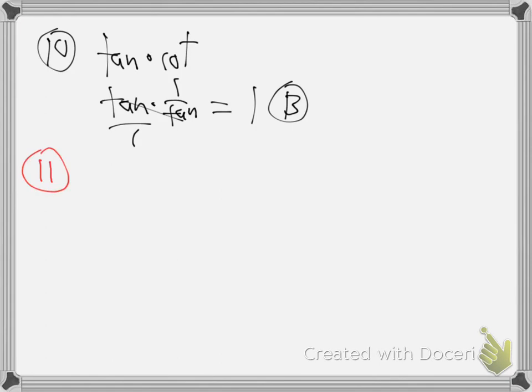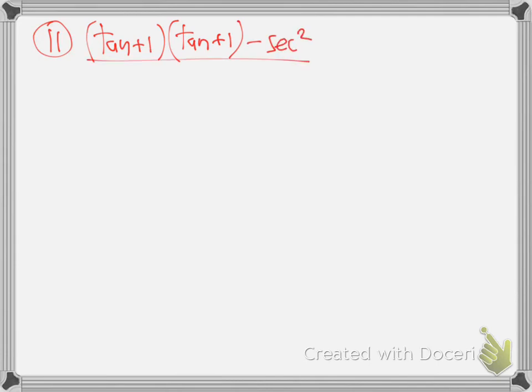And finally, number 11. Last one. Now I'm going to go to a fresh screen here. Number 11: tangent plus 1 times tangent plus 1 minus secant squared over tangent. Good to there?